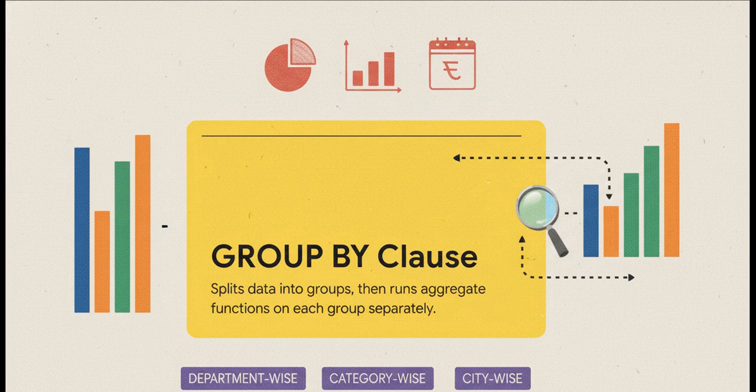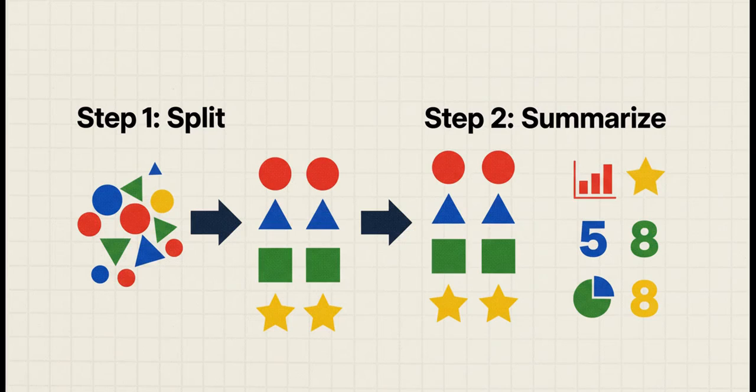What this does is it splits your data into different groups or subsets based on a column you choose. If you've ever used a pivot table in Excel, it's pretty much the same idea. This is how you get those sales by department or revenue by category reports that businesses absolutely live on. So a good way to remember this is split, then summarize. That's what GROUP BY does.